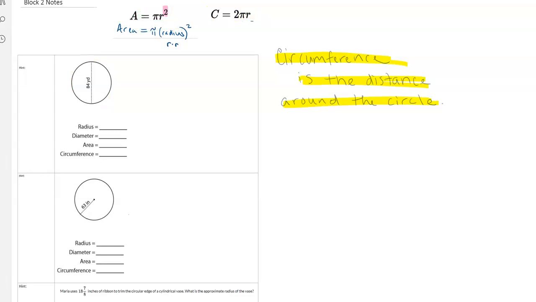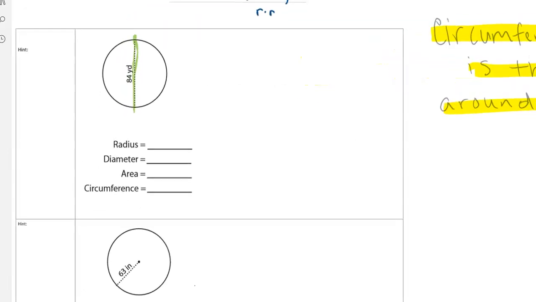So when I'm looking at this right here, I can see that it wants to have the radius, diameter, area, and circumference. So first of all, we know that they gave us the distance from here to here already, and that it's 84 yards. So I can write that here. The diameter is 84 yards. But I need to find the radius.